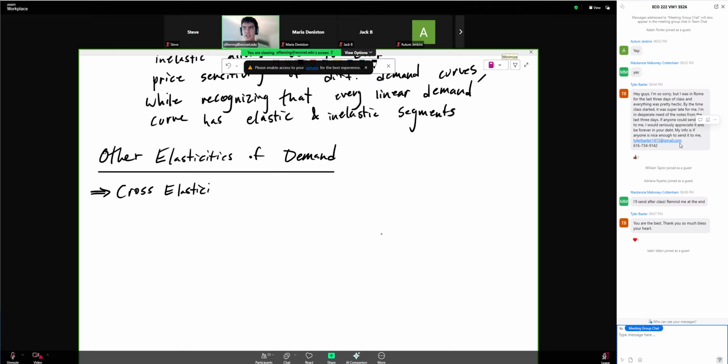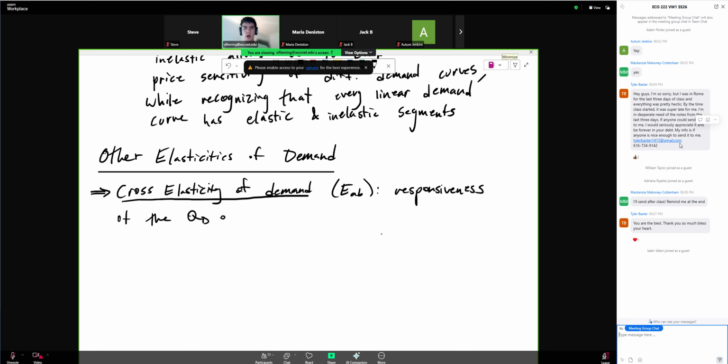The first is called the cross elasticity of demand, which you sometimes see referred to as the cross price elasticity, which we denote with EAB. And this is because this is defined as the responsiveness of the quantity demanded of good A to the price of good B. So if you think of substitutes and complements, for example, how responsive is the quantity demanded of Xboxes to the price of PlayStations, right? We're talking about the relationship between different goods here.